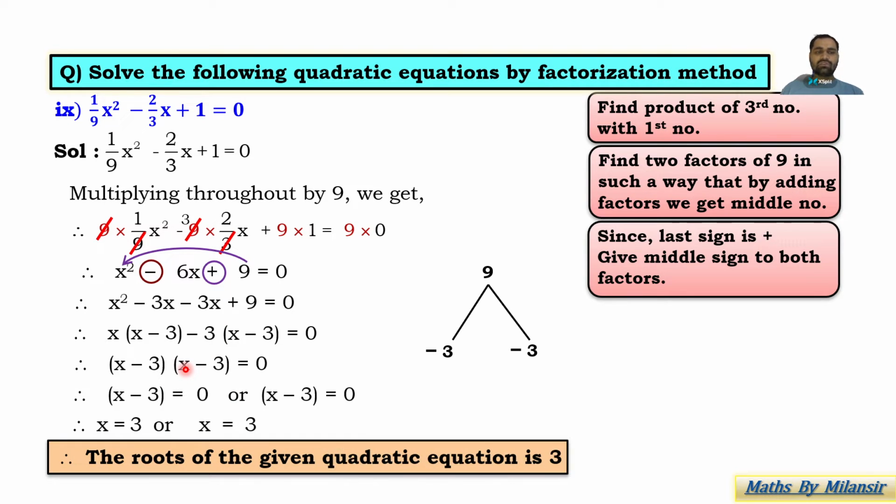Now either the first bracket is 0 or the second bracket is 0, so x equal to 3 or x equal to 3. So the root of this quadratic equation is 3 only. Okay, is it clear to everyone?